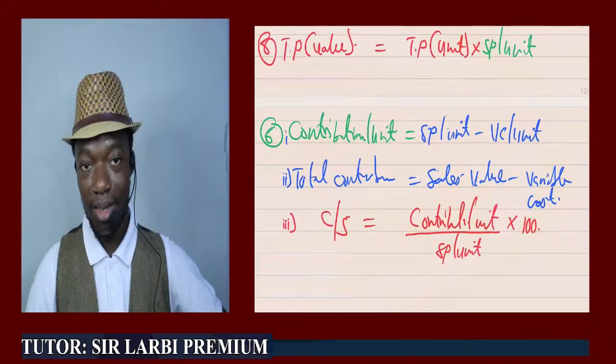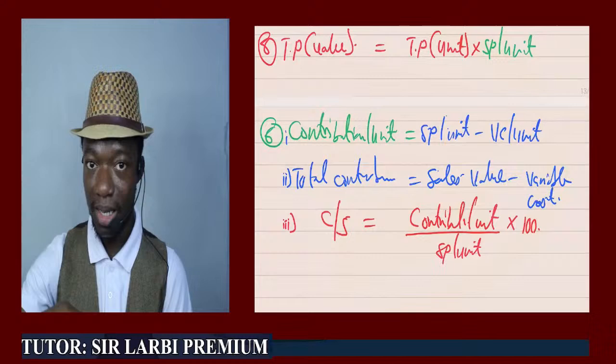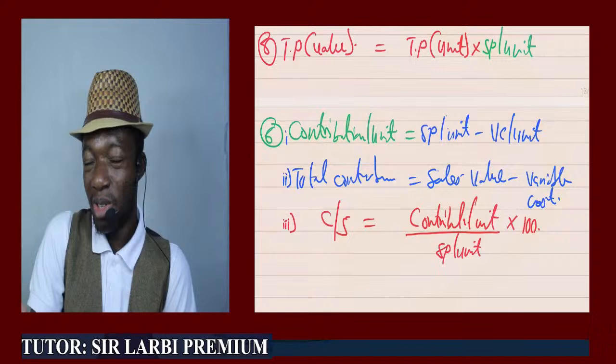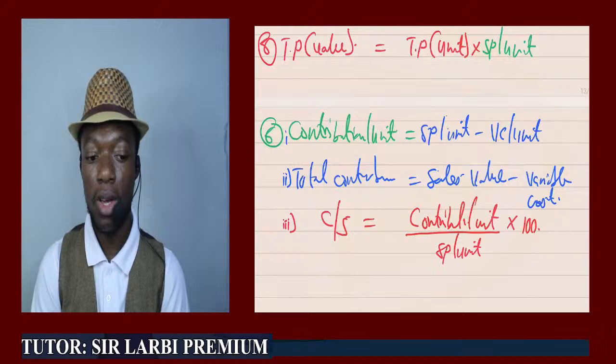Okay, so contribution sales ratio is contribution per unit divided by selling price per unit. If you're also looking at it from the total contribution, it's the total contribution divided by the total sales value multiplied by 100. So anywhere you go, it's going to give the same thing. This will actually help us know the actual marginal effect of the contribution you are making as an organization with respect to the output and the cost we are incurring generally.